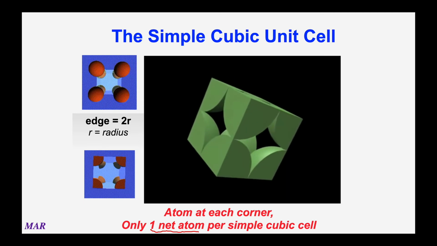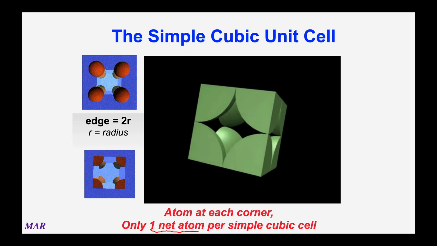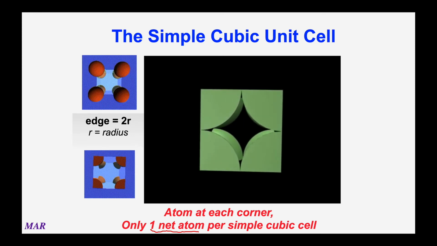Now, the other thing that we'll talk about more in lab is that, because we're going to think about volumes and stuff, it's going to be nice to think about the edge. Remember, in simple cubic, length, width, and height are all the same. The edge of a simple cubic cell equals 2 times the radius of the atom we're looking at.